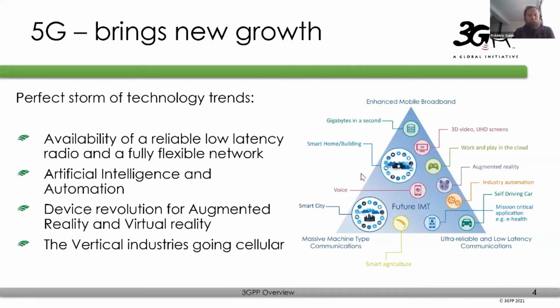At the bottom left corner are the massive machine type communication applications, where you have smart cities, lots of sensors and actuators and IoT devices with high density, not necessarily high bit rates or low latency, but high density and long battery lifetimes. The idea of this platform is to enable one network which is fully flexible, such that you enable any type of communication application, and that includes artificial intelligence and automation ability, the future of device revolution with AR and VR, and of course the adoption of cellular networks by vertical industries like the media production industry, and that's where we're here today.